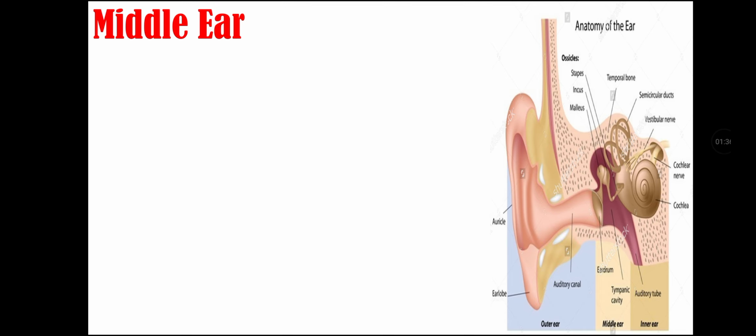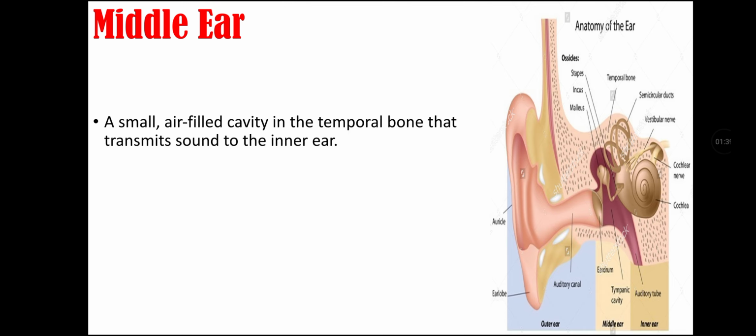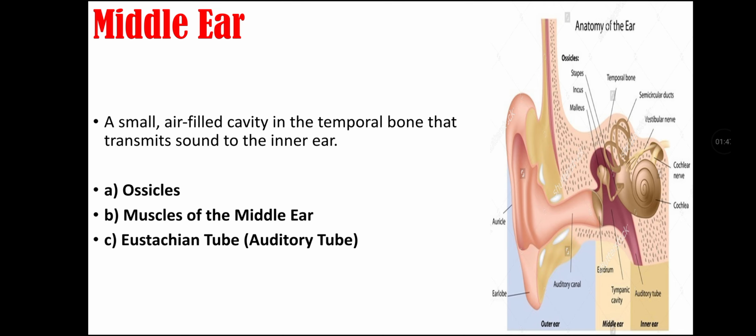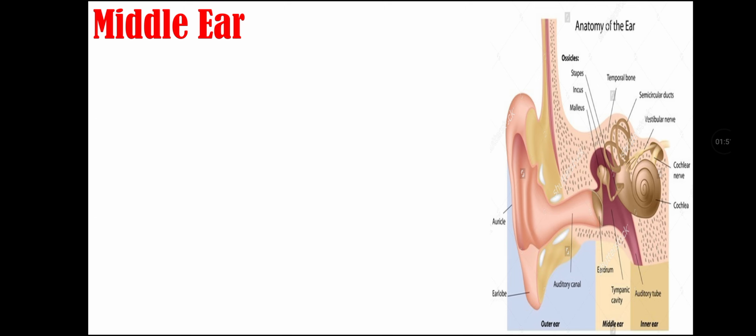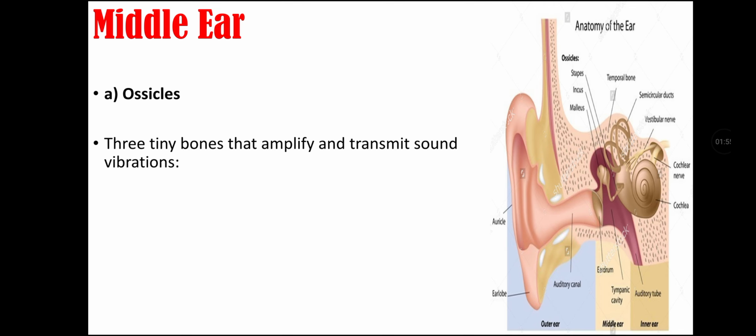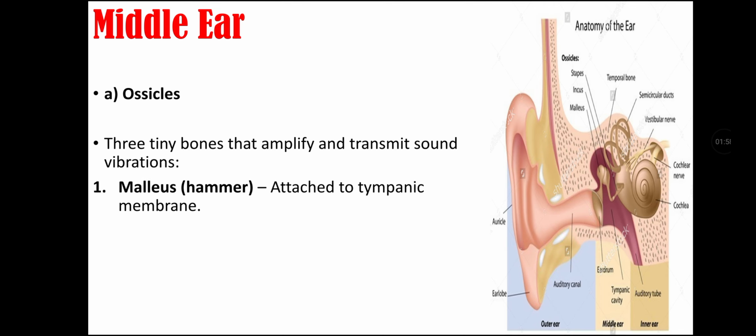Then we have second part of ear, that is middle ear. It is small air-filled cavity in the temporal bone that transmits sound to the inner ear. It includes ossicles, muscles of middle ear, eustachian tube or auditory tube, and opening of middle ear. First part of middle ear is ossicles. There are three tiny bones that amplify and transmit sound vibration.